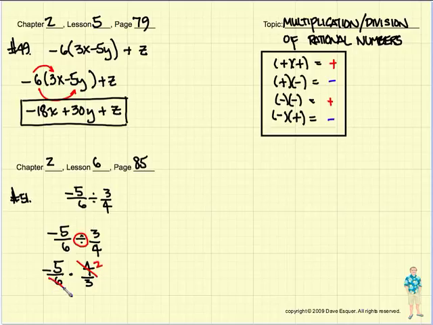2 goes into 4 twice. 2 goes into 6 3 times. So our numerators look like minus 5 times 2 is a minus 10. Don't forget the sign. And 3 times 3 is 9, so I think our answer is going to be minus 10/9. In algebra, we usually leave things as improper fractions.